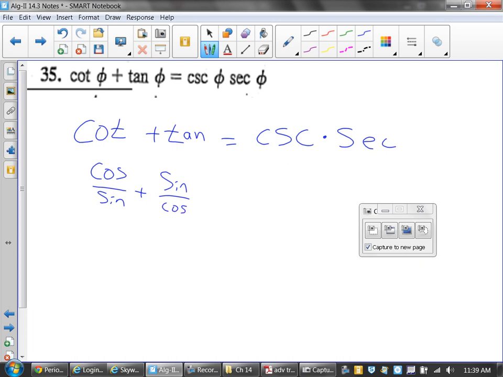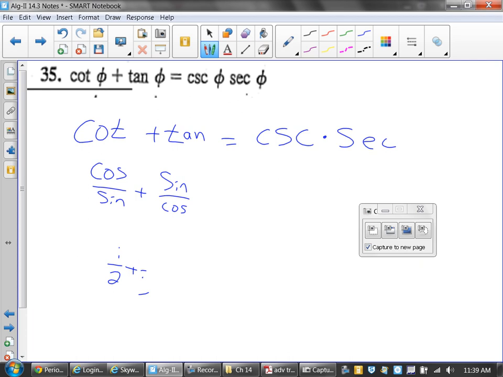When you're adding fractions, what do they have to have? What would the common denominator be of this? Sine times cosine. Think about it this way. If you had to do 1/2 plus 2/3, what would you do to get a denominator? Just multiply them together, right? Well, that's all you have to do here.